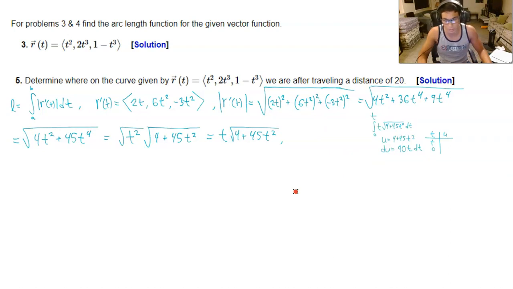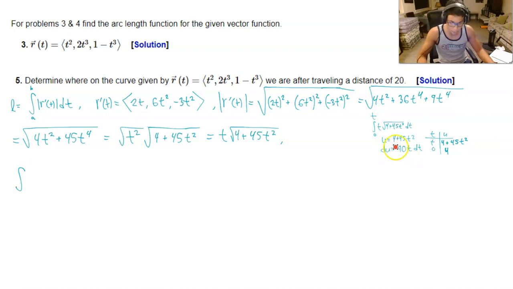As you can see, I did the problem earlier and then explained it kind of poorly, so I'm going to redo it from here. Your bound for t goes from 0 to t. Now your bound for u: it's 4 plus 45t squared, and if you put 0 in here, that's just going to be 4.